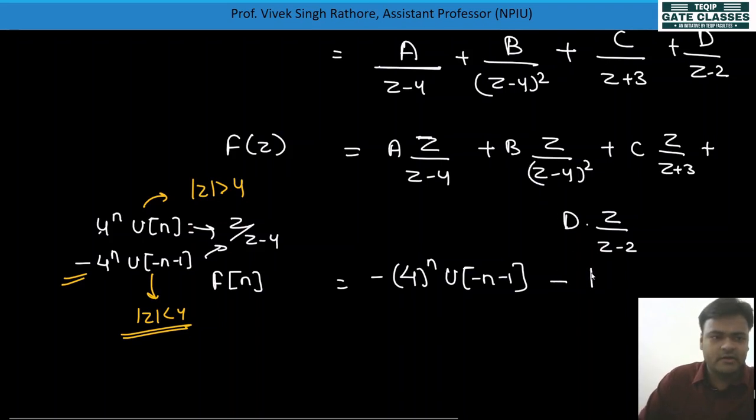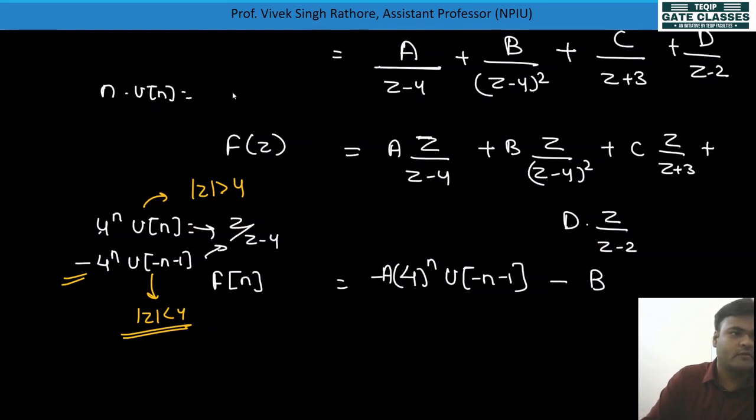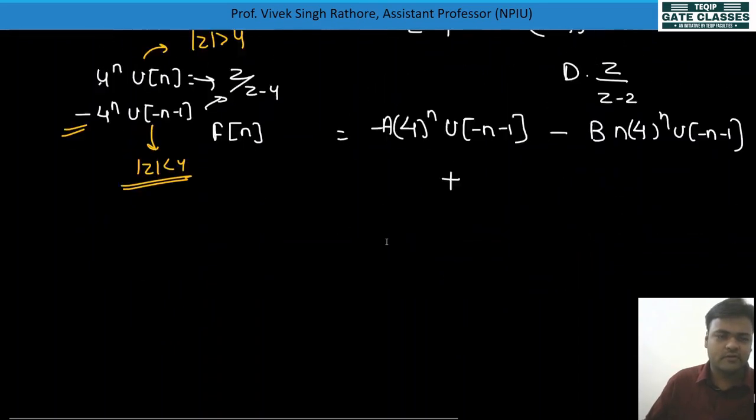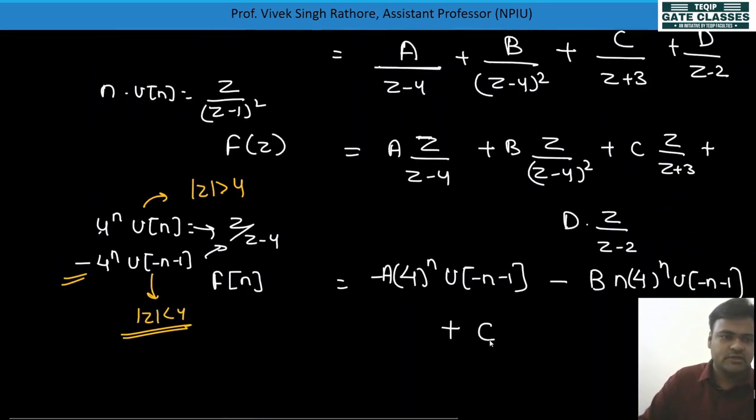So minus b, a will write here, minus a, b is there, and actually it is a square value. So you know that whenever a square comes, we multiply by n. n into u of n, what will we get? z by z minus 1 whole square. Like this we will get n into u of n. So like this we have multiplied n here, so n is there. Okay, and now 4 to the power n u of minus n minus 1 will be there only. For c value we will get c only.